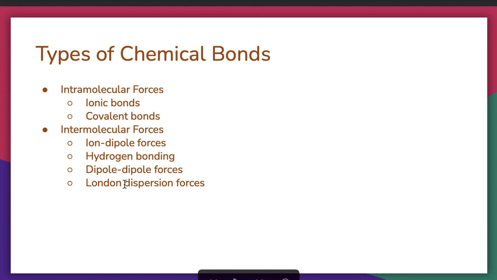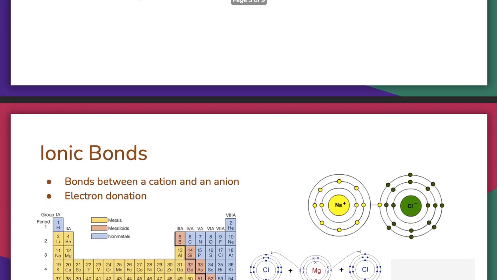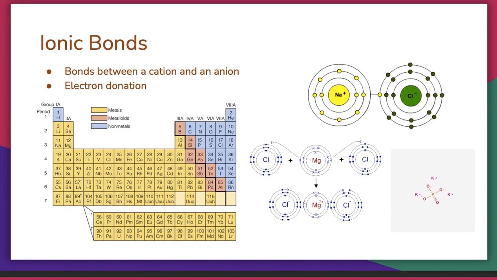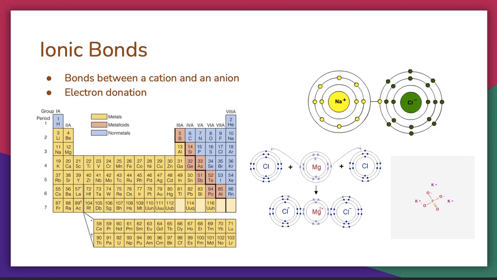So the first one is ionic bonding. Ionic bonds are bonds between a cation and an anion. And in case any of you aren't sure what those mean, a cation is basically a positively charged atom or molecule, and an anion is a negatively charged atom or molecule. So a cation can also be called a metal, and an anion a nonmetal.